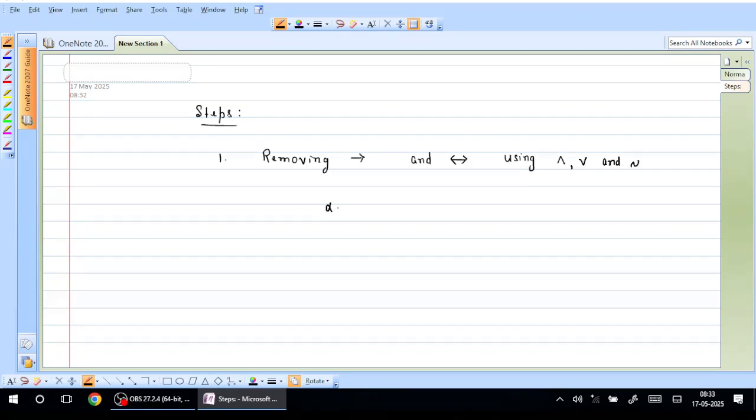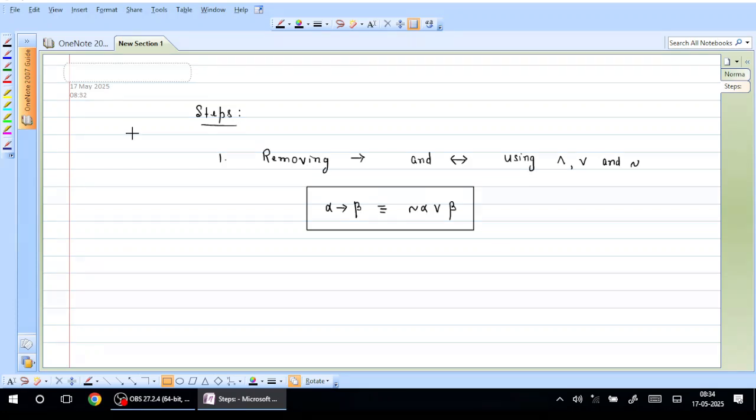Suppose I have an expression like alpha implies beta, right? We are using the conditional. Here we have the statement alpha implies beta. So this is equivalent to not alpha join beta, right? The first thing. So this is followed in both conversions. Either we are going for CNF or we are going to convert our expression in DNF.